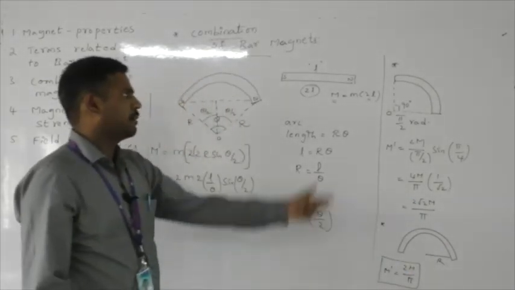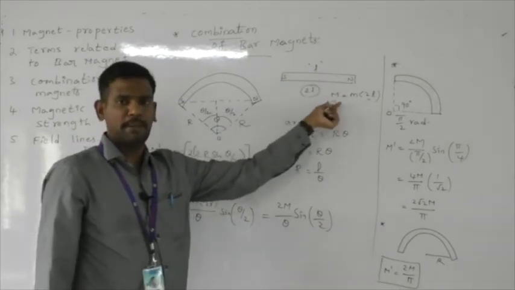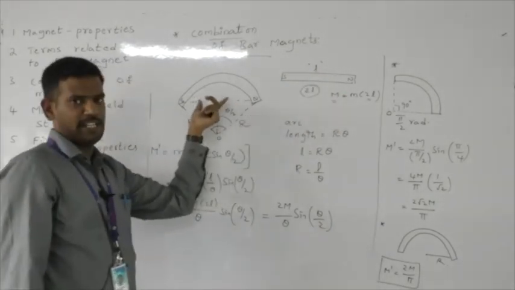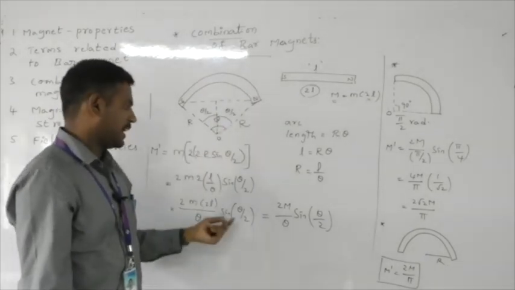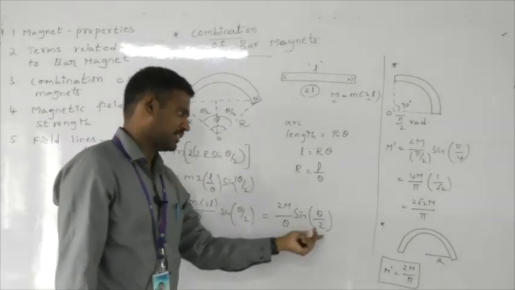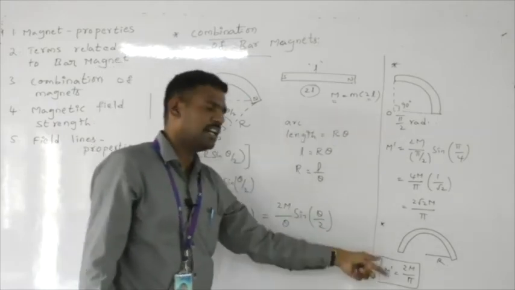So when our bar magnet having the magnetic moment m is configured in such a way that it subtends an angle of theta, then the magnetic moment equals 2m by theta times sin theta by 2, and here we have seen the two applications.